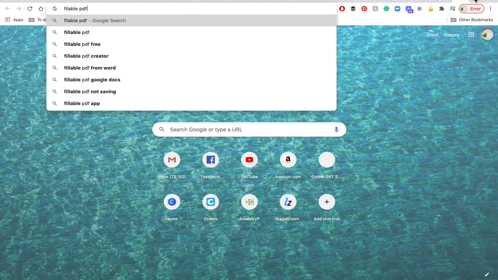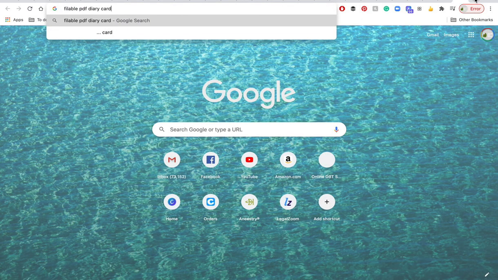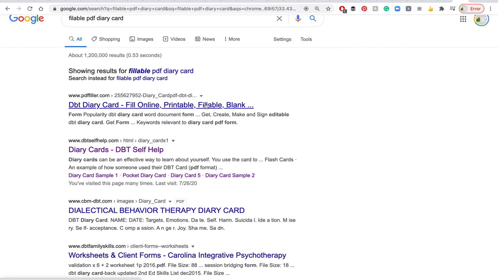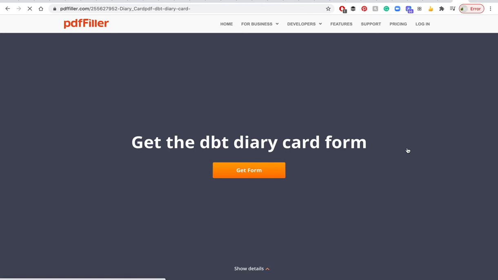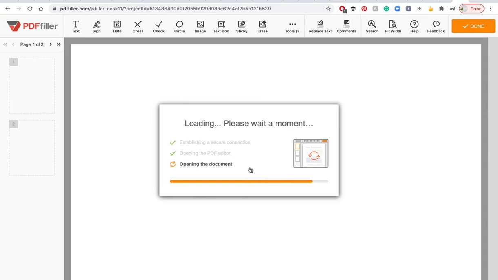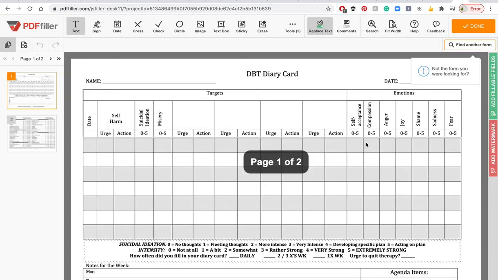I am going to show you the fillable PDF diary card. You might find others online. Feel free to let me know if you do. I find it really interesting to see kind of how other people are working. So this is from pdffiller.com. I Googled, it's the first thing to come up. I've downloaded this. I believe it's free. Let me know if you find out anything else.